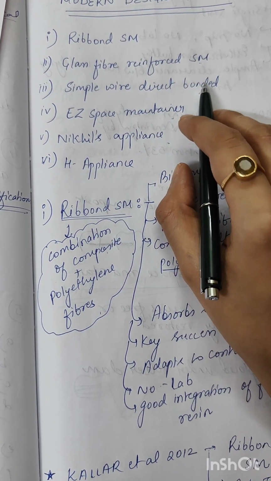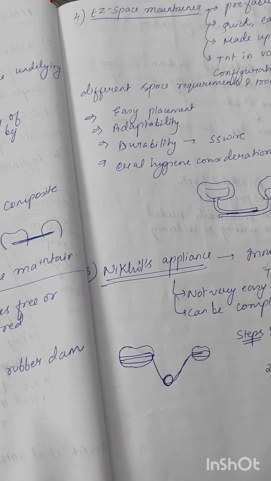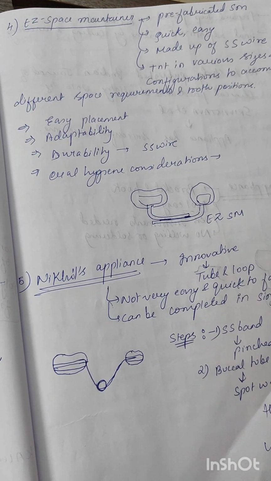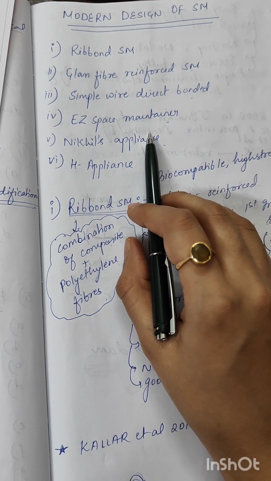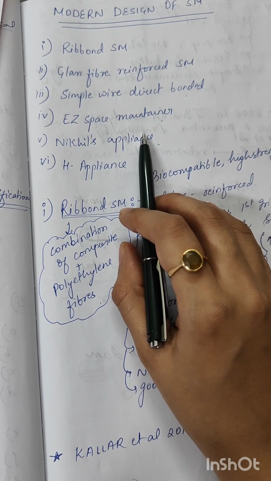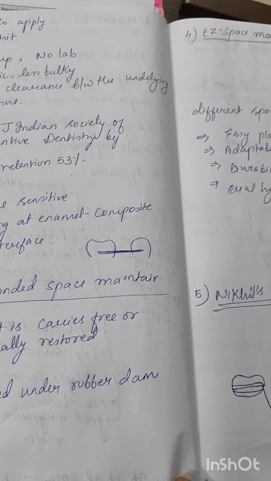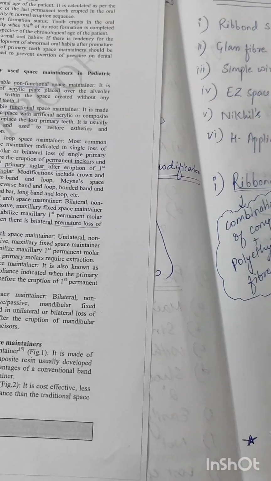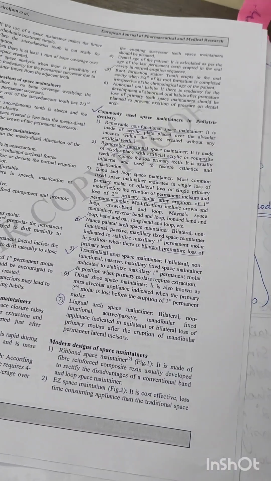Simple wire direct bonded, must be done under rubber dam. EZ space maintainer, prefabricated, quick and easy, different configuration, good adaptability, durability, oral hygiene considerations. Nikhil's appliance in the year 2016, Nikhil Srivastav, published in the Journal of Indian Society of Pediatric and Preventive Dentistry 2016.